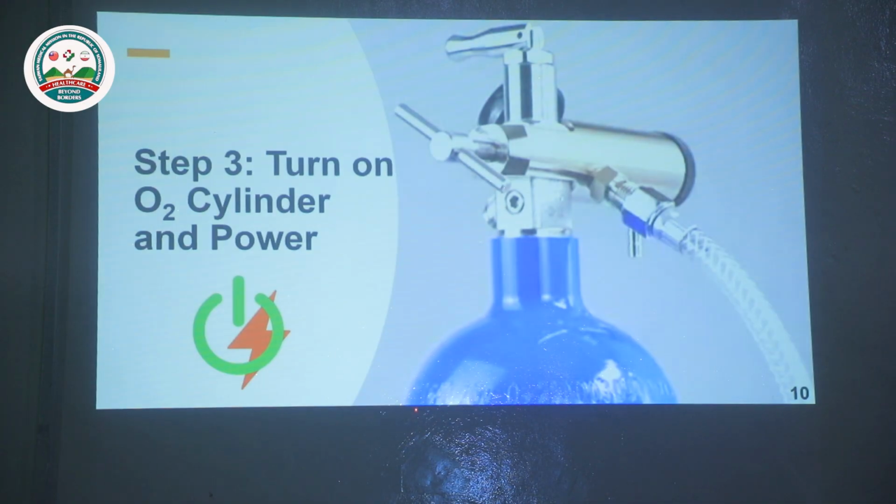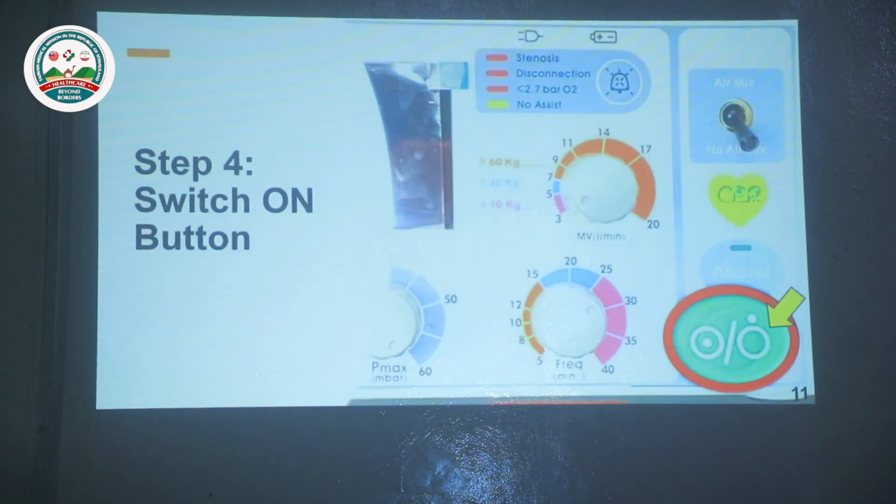And step three is that after connecting the oxygen pipeline and oxygen cylinder, the next step is to turn on the oxygen cylinder and power cord. And remember to turn on the oxygen cylinder to let the pressure be around 50 psi, pounds per square inch. And step four is that after turning on the oxygen cylinder, the next step is to turn on this button, the switch on button.